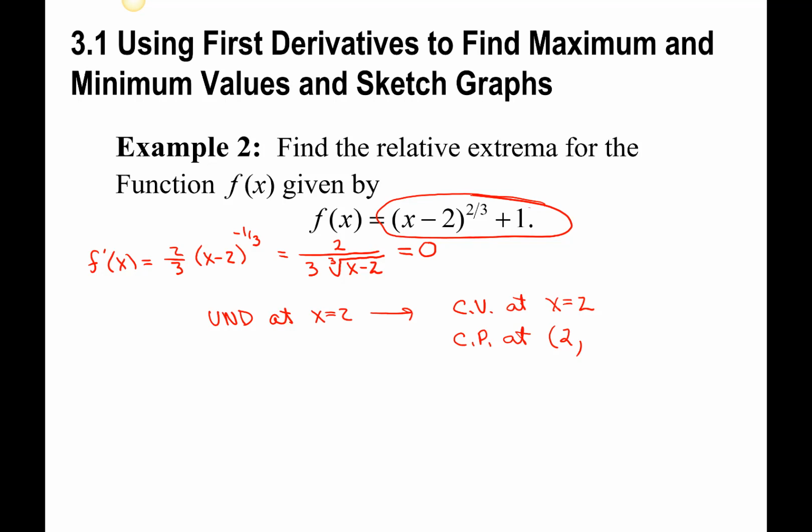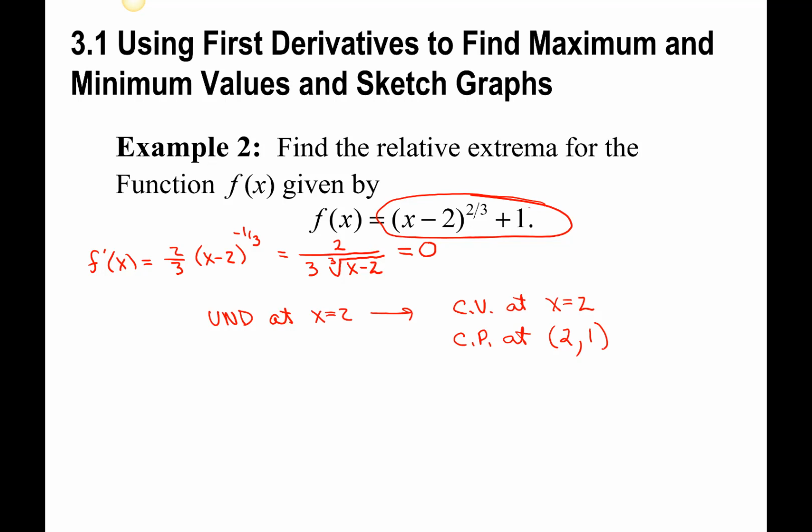If we plug 2 in for x in the original function, we have 2 minus 2 is 0. What's the 2/3 power of 0? 0. Plus 1. Oh, well, look at that. We really do get a critical point. The critical point is 2, 1. The critical value is 2. Is that a max or a min? Well, you got a 50-50 chance, right? Flip the coin and see what you get.